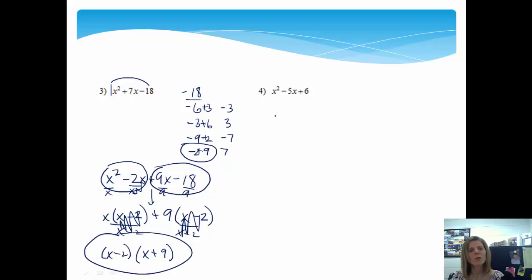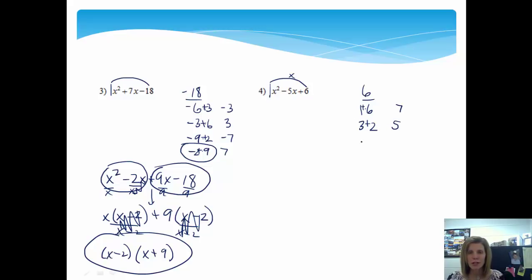Okay, I'm going to do one more with you, and then you get to try one on your own. Here we go. Alrighty, so I'm going to put a 1 in front. 1 times 6 is 6, so let's just write down some choices. 1 times 6, 3 times 2. That's really all I can think of so far. Let's try my pluses. 1 plus 6 is 7. 3 plus 2 is 5. Notice I got close, but I needed a negative 5.